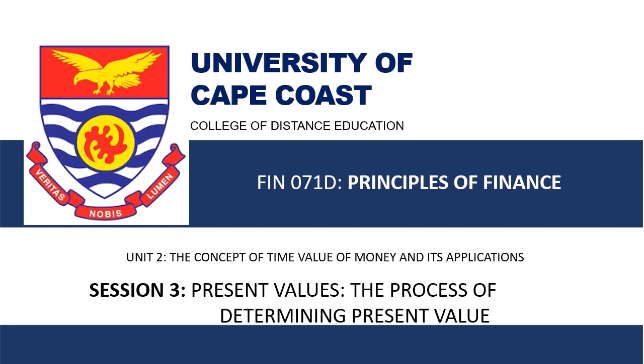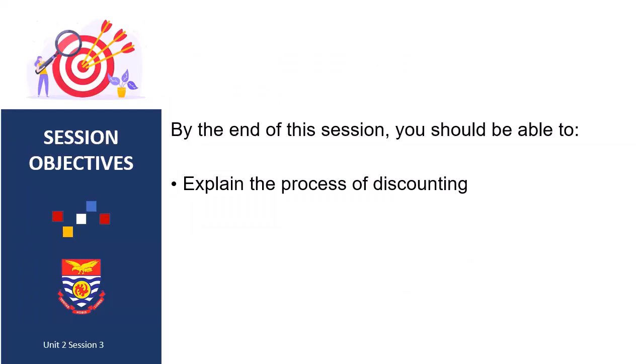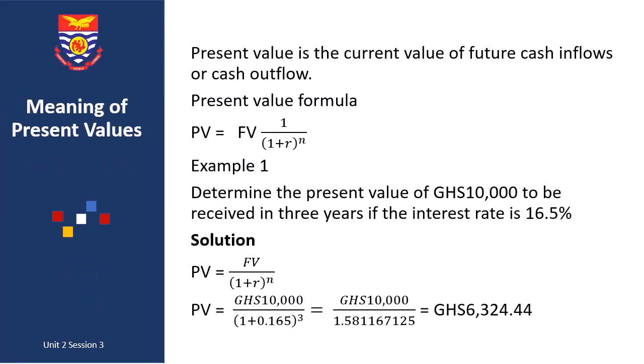Welcome to section 3 of unit 2. Alright, we are going to look at present values, the process of determining present values. That will be our main motive for today. So our sole objective today is to explain the process of discounting. Discounting means moving from the future value to the present value. That is what we are going to look at in this section.